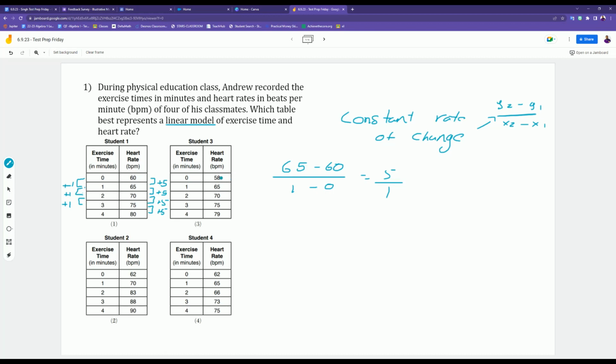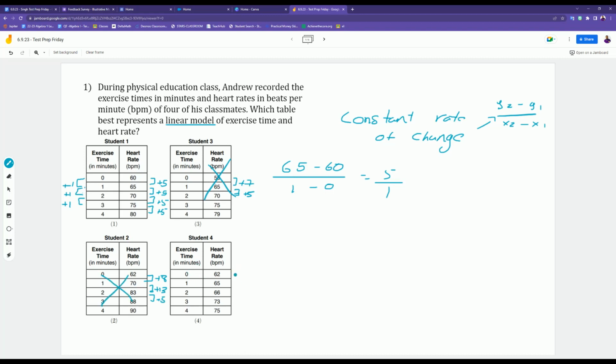We'll check our other answers. This here is going up from 58 to 65. That is plus 7. And then this one goes from 65 to 70, that's plus 5. We already see it's not increasing by the same amount, so this cannot be the answer. This next one, 62 is going up by 8 to 70. 70 to 83 is plus 13. 83 to 88 is plus 5. This one already isn't linear.